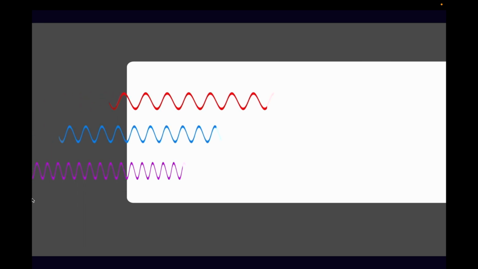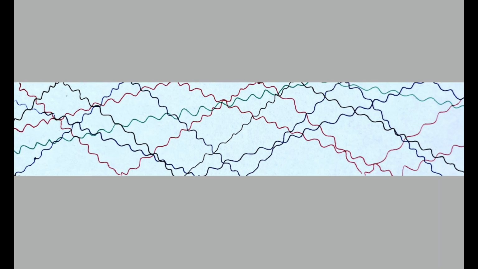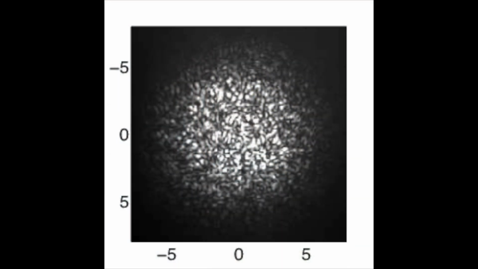When light travels through an optical multimode fiber, it undergoes scattering and mode mixing. This distorts the wavefront, leading to an unpredictable and scrambled output known as a speckle pattern. This loss of coherence is problematic in many fields.